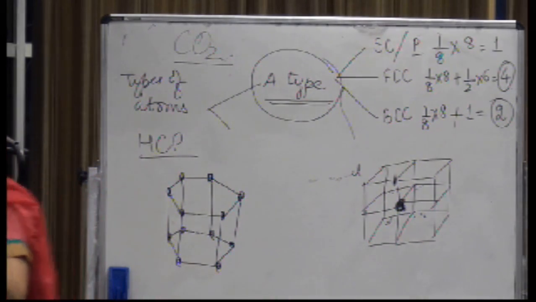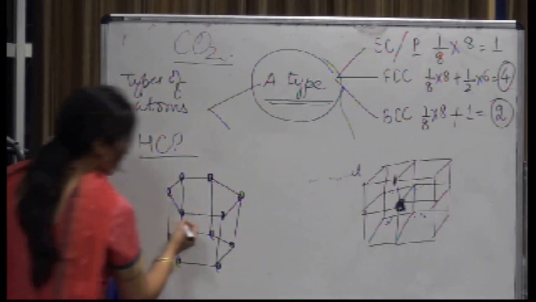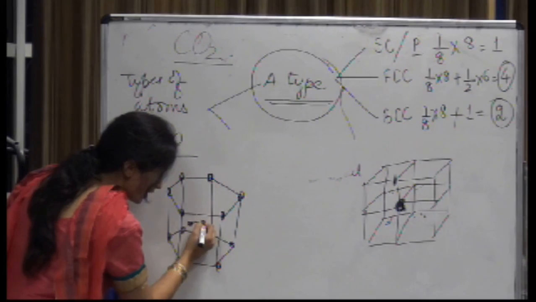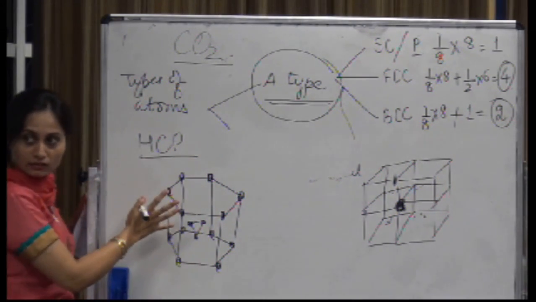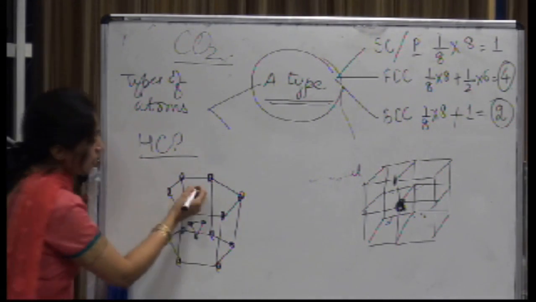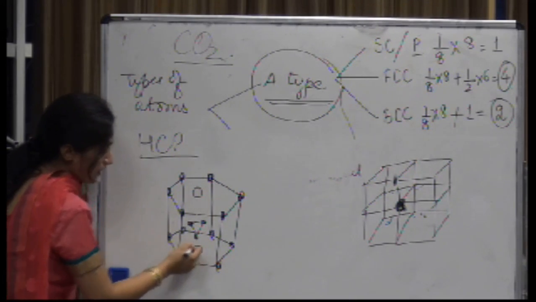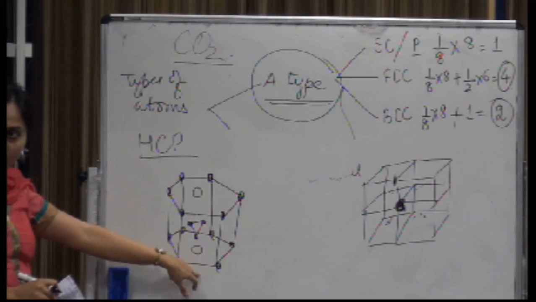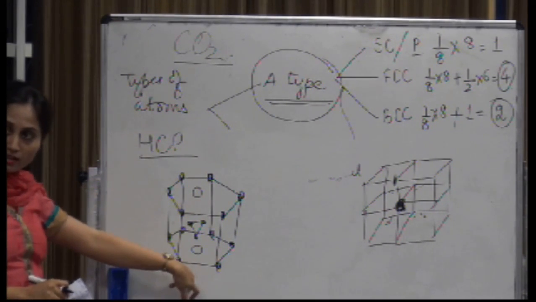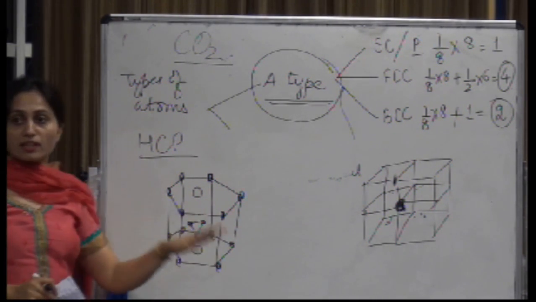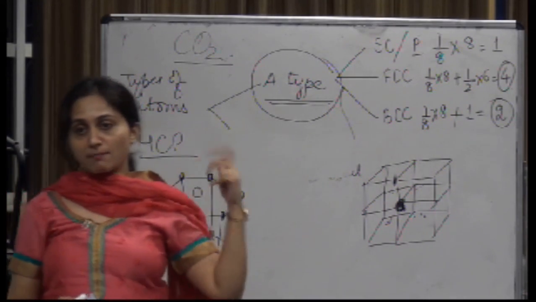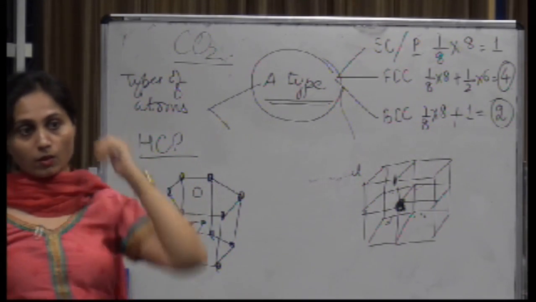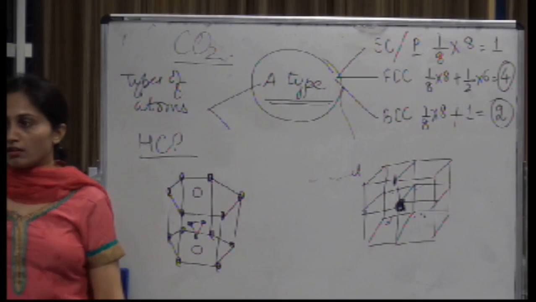Then 3 atoms are wholly within the system. And then you have one at the top and the other at the base. 1 at the topmost face and 1 at the bottommost face. Now tell me the total number of atoms which are possessed by this unit cell. Okay, work it out. You can't work it out in the air.